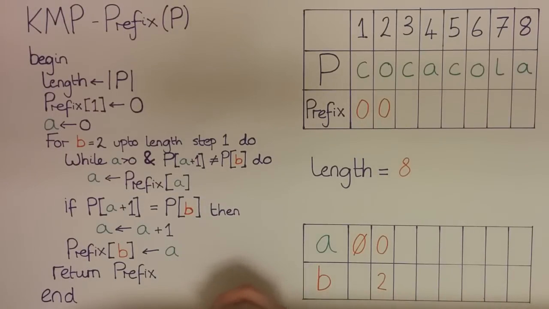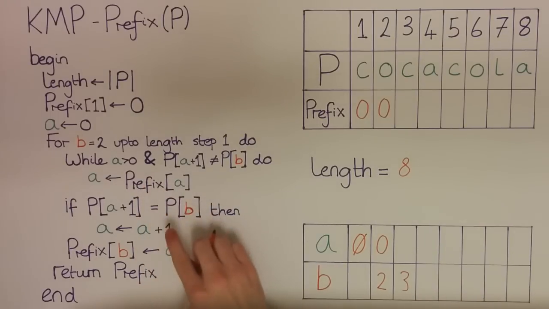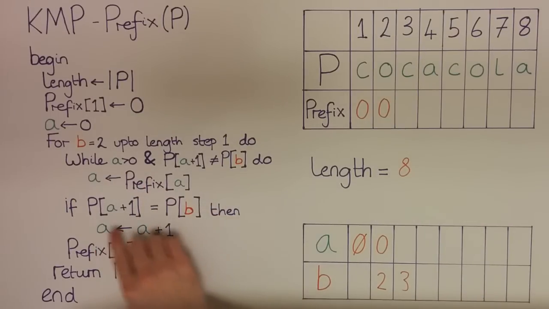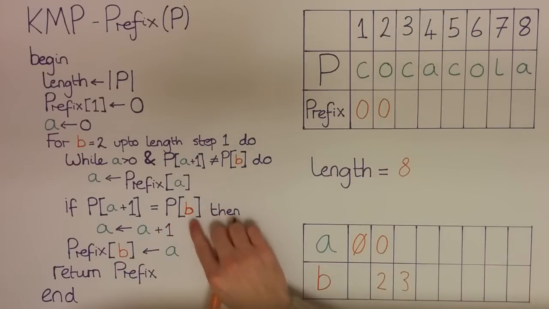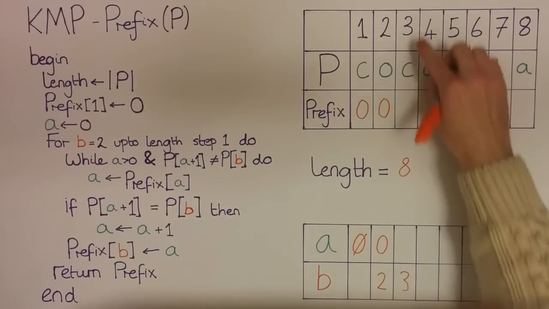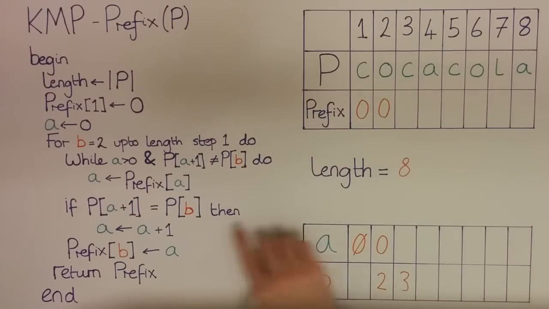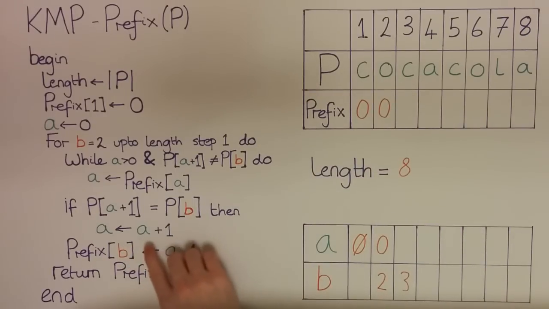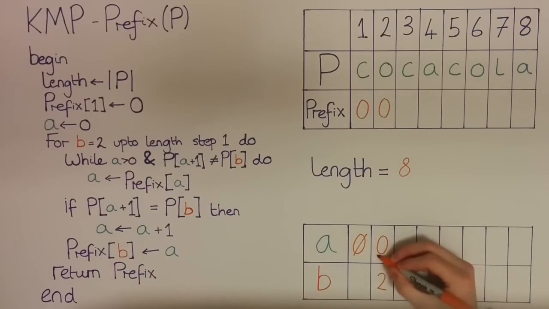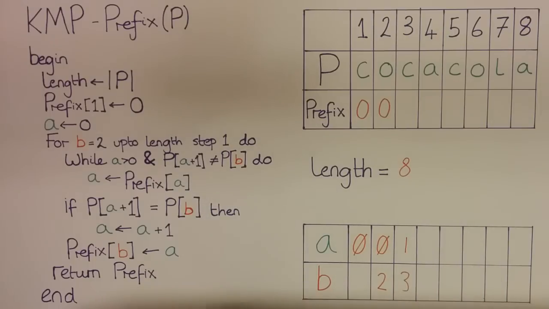We update b to 3. While a is greater than 0, which it is not, if p of a plus 1, so p of 1 again, which is C, is equal to p of b, so p of 3, which is also C, this signals an overlap, as they're both C's, so a is set to a plus 1, which in this case is now 1. And the prefix of b, prefix of 3, is set to a, which is 1.